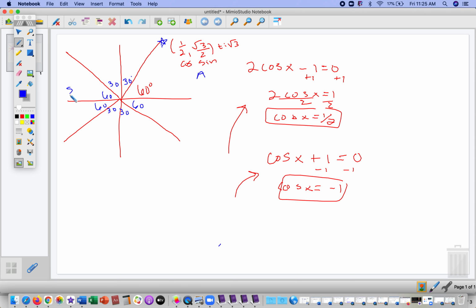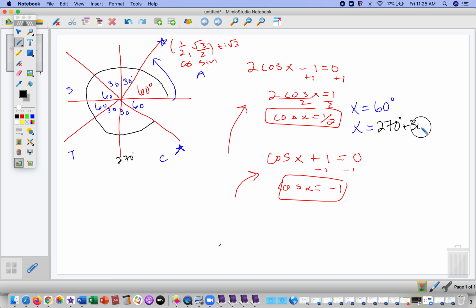Okay, so cos is positive a half right here. All students take calc. So we know cos is positive in the first quadrant and in the fourth quadrant. So first quadrant, it's at 60 degrees. And then in the fourth quadrant, it's 270 plus that sliver. So we'd say 270, right, plus 30. 270 plus 30, so 300.